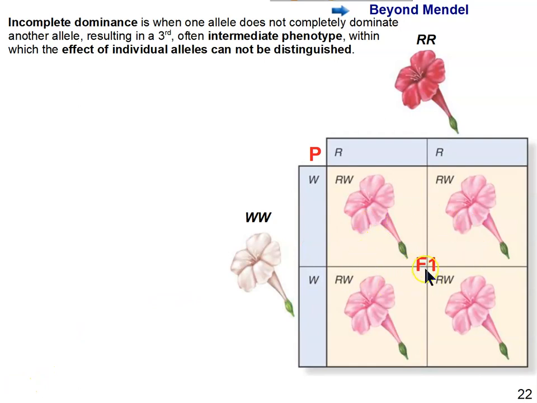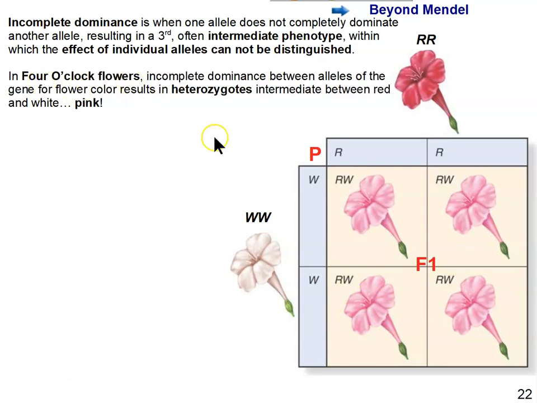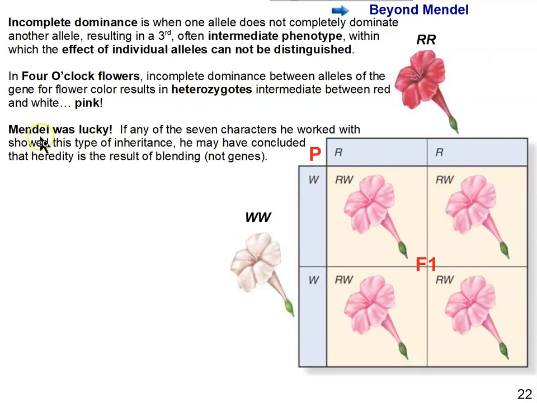So if this was going on in the 7 characters that Mendel investigated in pea plants, it would have really confused him, and he may not have as easily discovered that heredity is by particles or genes, because this kind of supports the blending hypothesis. This example is what are known as 4 o'clock flowers, and they have incomplete dominance in their flower color, where the heterozygotes are pink. Mendel was lucky that none of his 7 characters were inherited this way, because it really would have confused him. This is still the Mendelian procedure, though.